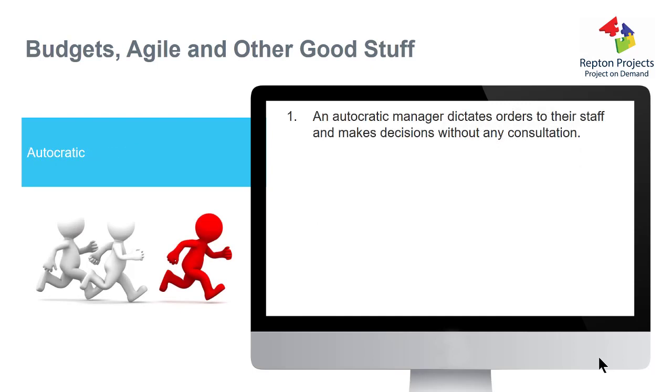So first one, autocratic. As you can imagine what the name suggests, an autocratic manager will dictate orders to their staff and make decisions without any consultation. This leader likes to control the situation they're in. So if this is your natural style, you can see traits of yourself in this, then you'll understand how to use this style in different situations when it's not always the right style to be using.